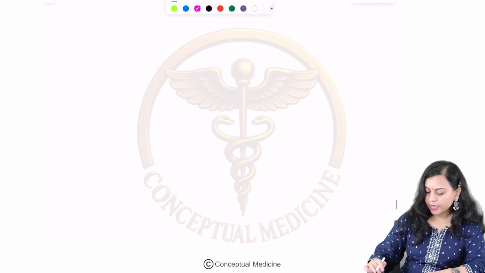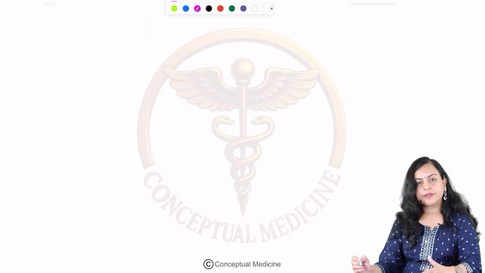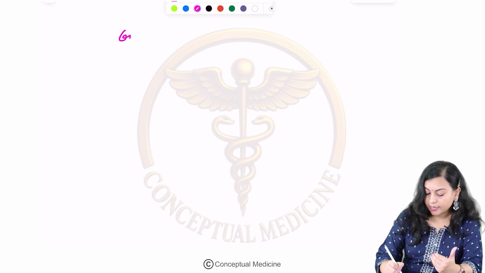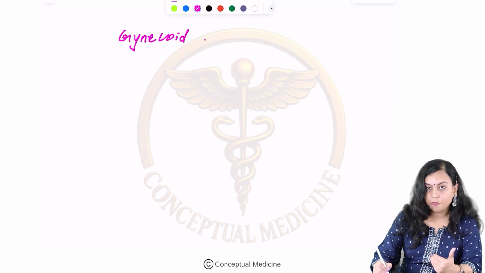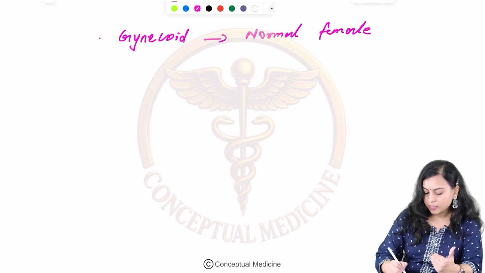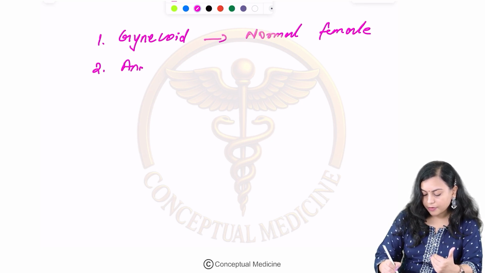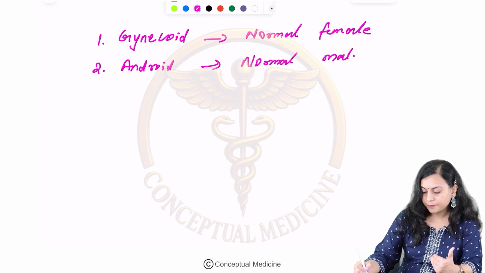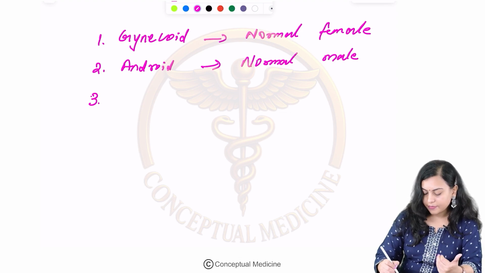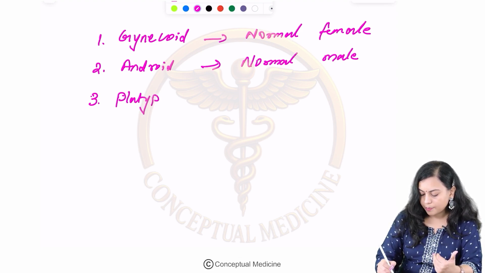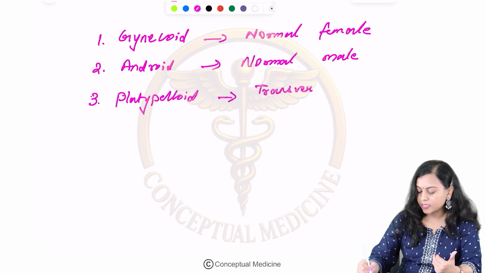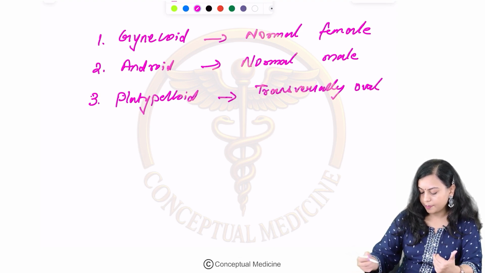Now coming to the various types of pelvis. So generally, as we have learned about the different types of pelvis as well as the male and female pelvis, now you can come up with a conclusion like generally a gynecoid type of pelvis is a normal female pelvis, right? Then the android pelvis is a normal male type of pelvis. Then already we know that the platypelloid pelvis is a transversely oval pelvis.